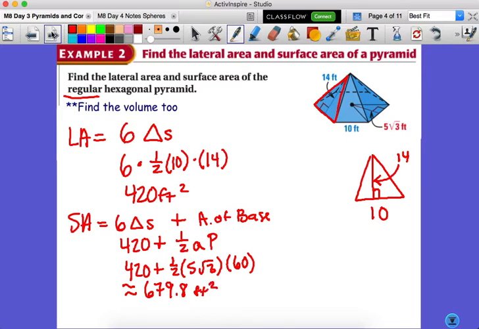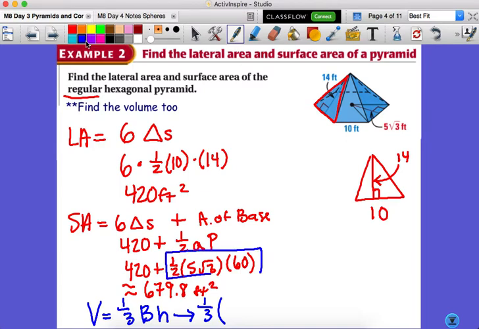Last but not least, they also want us to find the volume. So for volume, remember when we come to a point at the top, that's 1/3 the area of the base times the height. So I've got 1/3 of the area of that hexagon, which again, we talked about right here, was 1/2 apothem times perimeter. So I'm going to plug that information in.